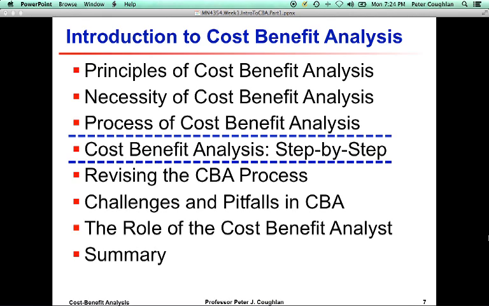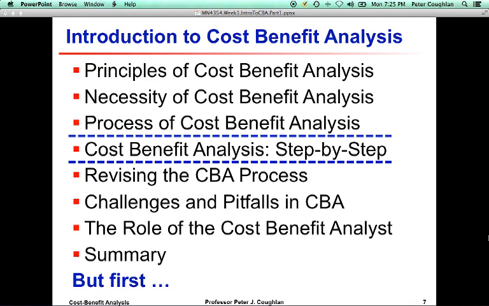The cost-benefit analysis step by step is detailed enough that we'll do that in a separate recording. All the slides are together on Sakai, but I will do a separate presentation recording for just that one bullet point. And finally, in the third part, we will talk about my proposed revisions to the prescribed cost-benefit analysis process, the challenges and pitfalls, the role of the cost-benefit analyst, and the summary.